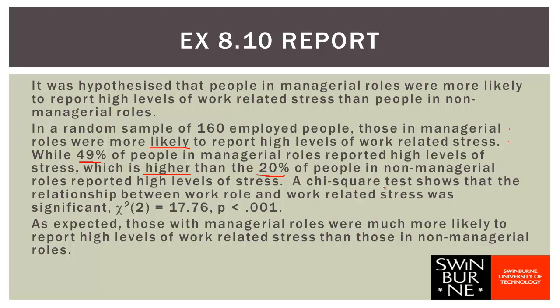Then we have the name of our test, so chi-square test, telling me about the relationship between work role and work-related stress. It was significant. We quote our test figures. And so, as expected, those in managerial roles were much more likely to report high levels of work stress than those in non-managerial roles. So one thing you'll notice in this example, we were only quoting two percentages because we were comparing the high stress between the managerial and the non-managerial. So we didn't need to quote the other four percentages that were on that table.